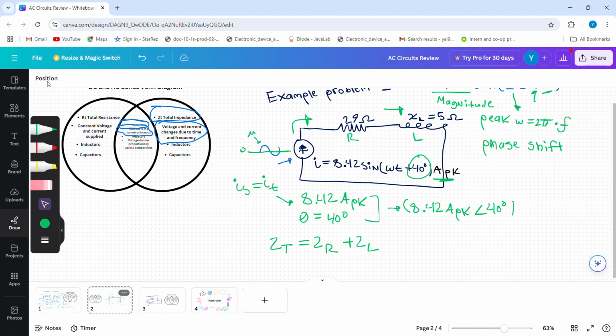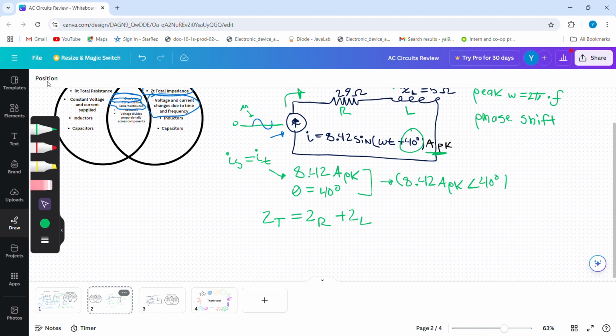So whenever we talk about impedances, we want to think about the relationship that that component has with the voltage and current. For a resistor, the voltage and current are always in phase with each other, so I'm always going to have an angle of 0 degrees. So the impedance of my resistor is just going to be 29 ohms. I can also write this as 29 ohms angle 0.